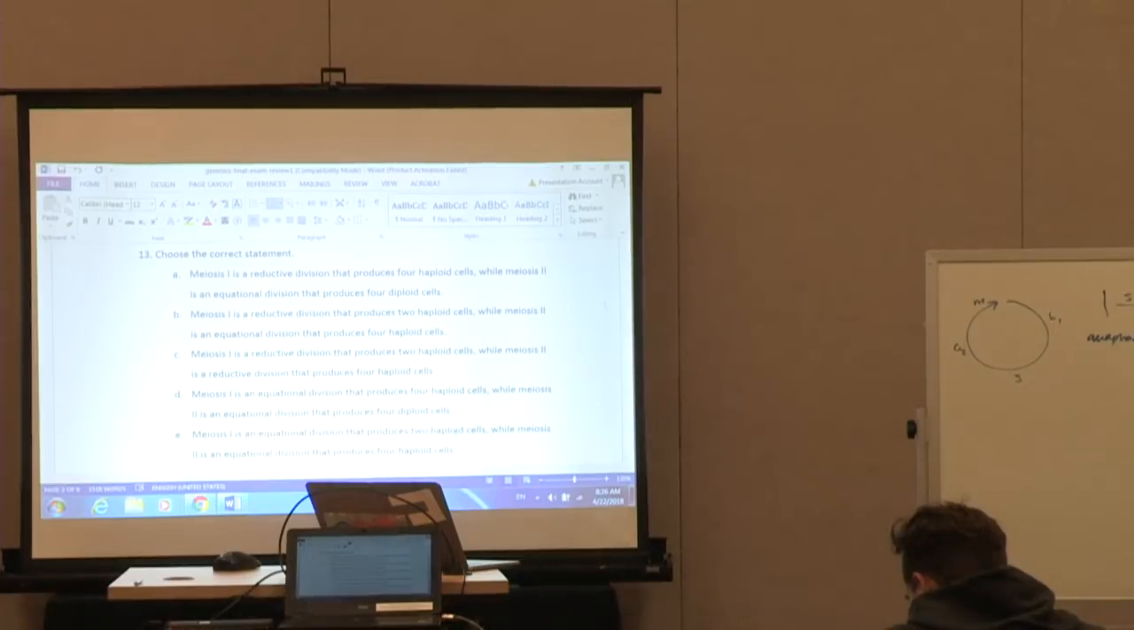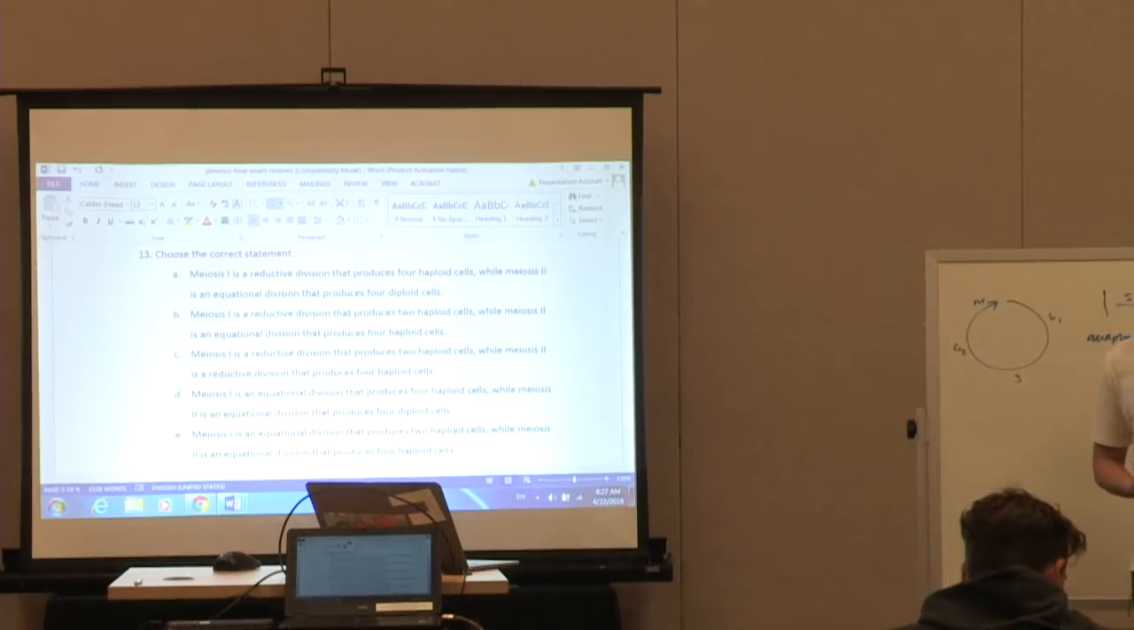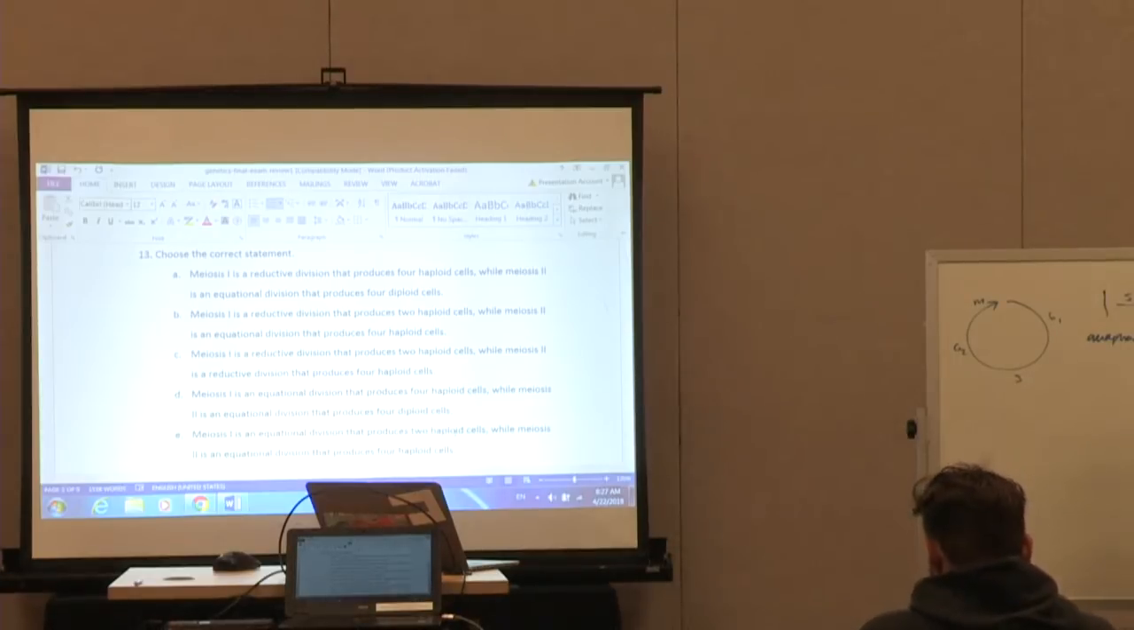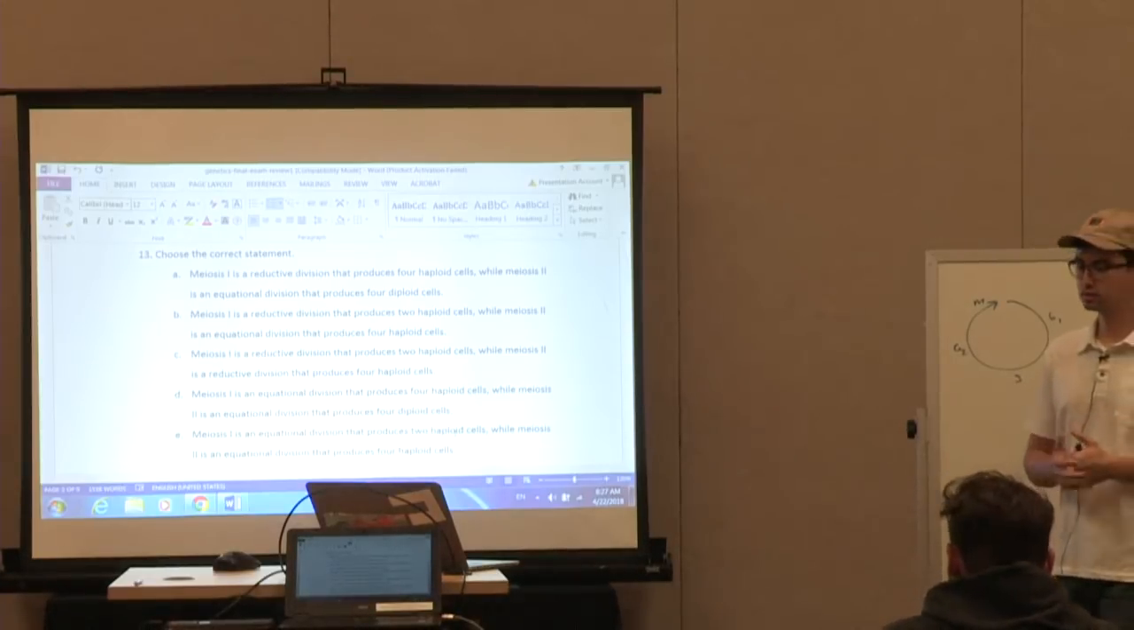So then after meiosis 1, we'll have 2 haploid cells, right? Because each cell only has one copy of the genetic information, right? It doesn't have a maternal and a paternal, only has one or the other. Then at the end of meiosis 2, we'll get 4 haploid cells, right? And whether it's reductive or equational, that's just something you'd have to know, right? So meiosis 1 is reductive, and meiosis 2 is equational. So the answer would be B.